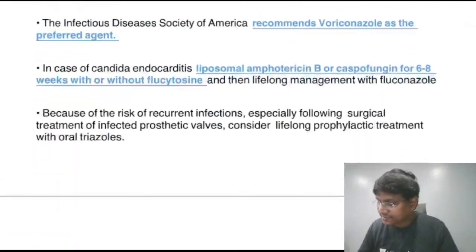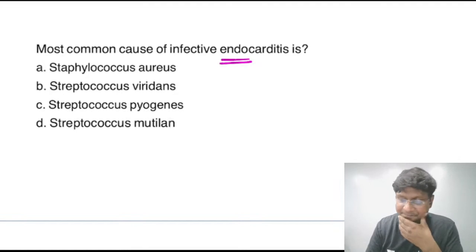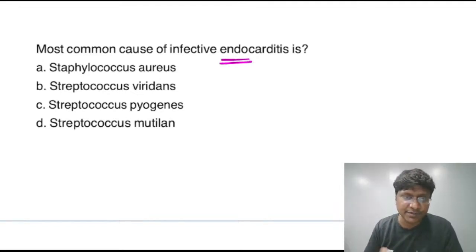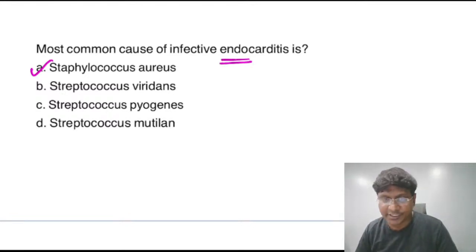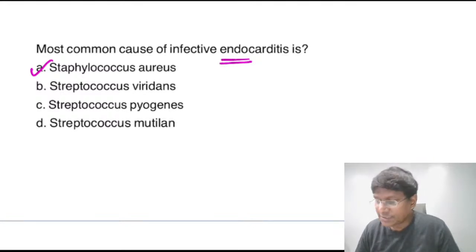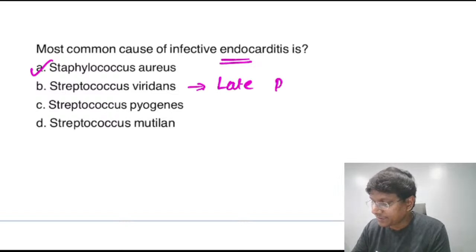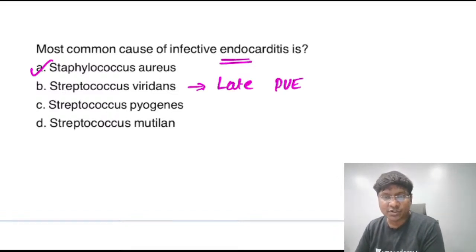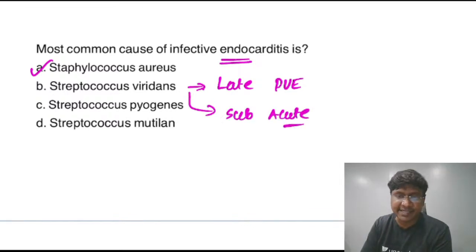Now, what is the most common cause of infective endocarditis? Staph aureus, strep viridans, strep pyogenes, strep mutans. The most common cause of infective endocarditis is Staphylococcus aureus. Now, take strep viridans. In which type of endocarditis do you have strep viridans as one of the etiologies? Yes, in late prosthetic valve endocarditis, and even in subacute infective endocarditis, you have strep viridans as the causative organism.